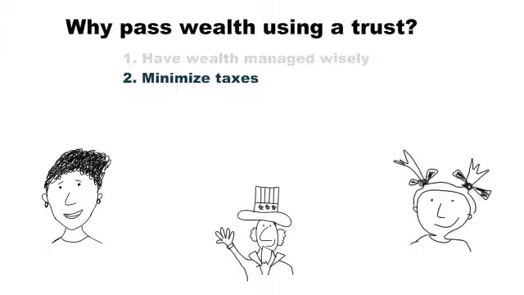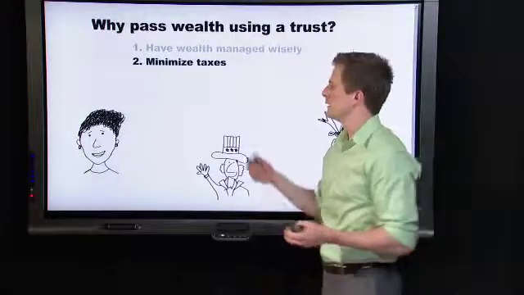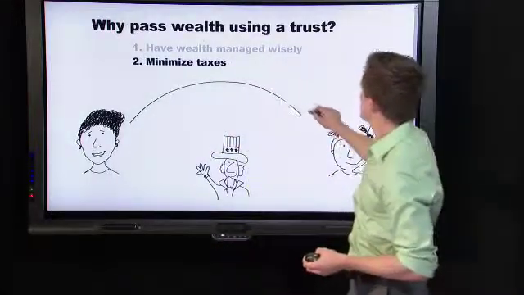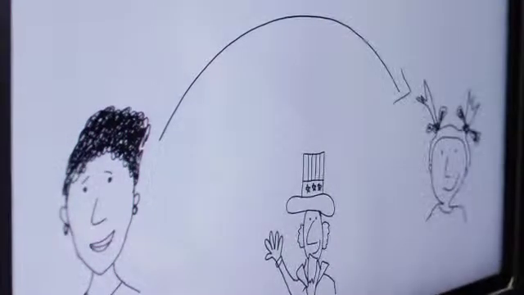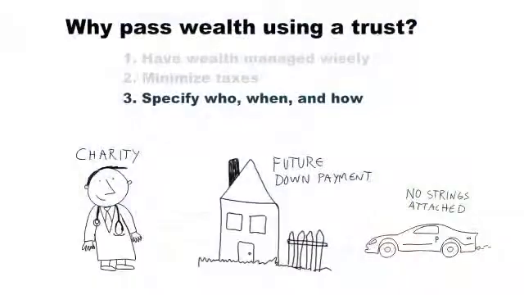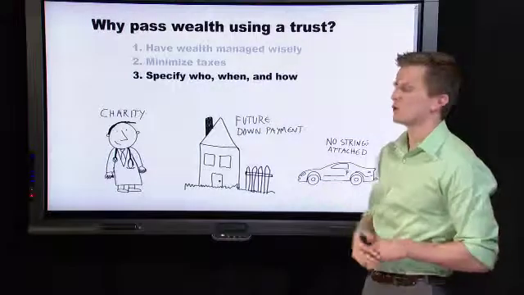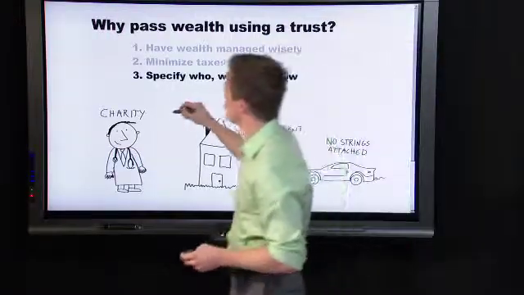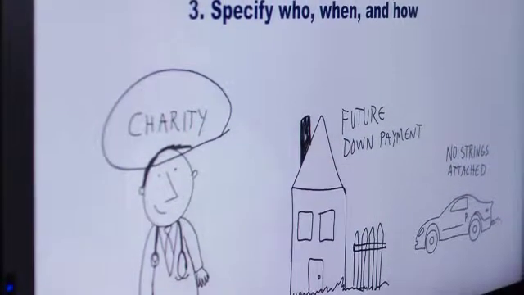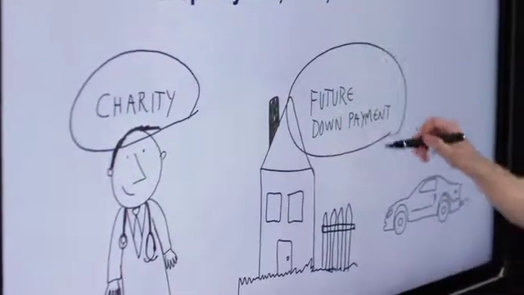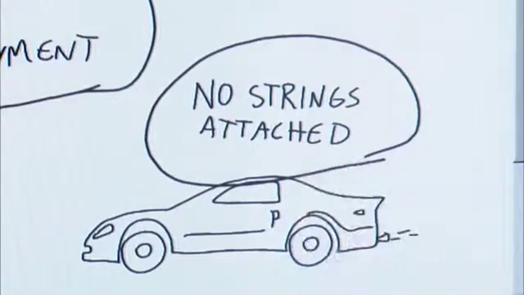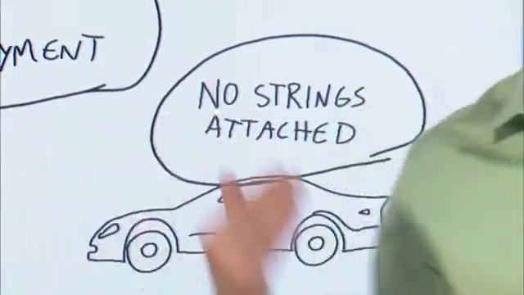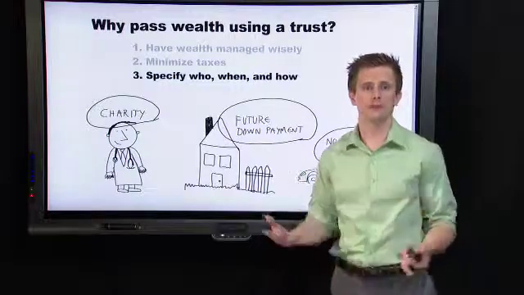The second benefit is that in many cases it allows the donor and the beneficiary to minimize taxes. Now, it varies from trust to trust, but often trusts give them the opportunity to pass on wealth at a steep tax discount or tax-free. The third benefit of a trust is that when it comes to wealth, it allows you to specify the who, the when, and the how. So let's say you wanted your wealth only to go to a particular charity in the future, or only to cover a future down payment for a family member 30 years out, or maybe to go to somebody with absolutely no strings attached. Well, you could do all these things through trusts. Trusts give you that flexibility.